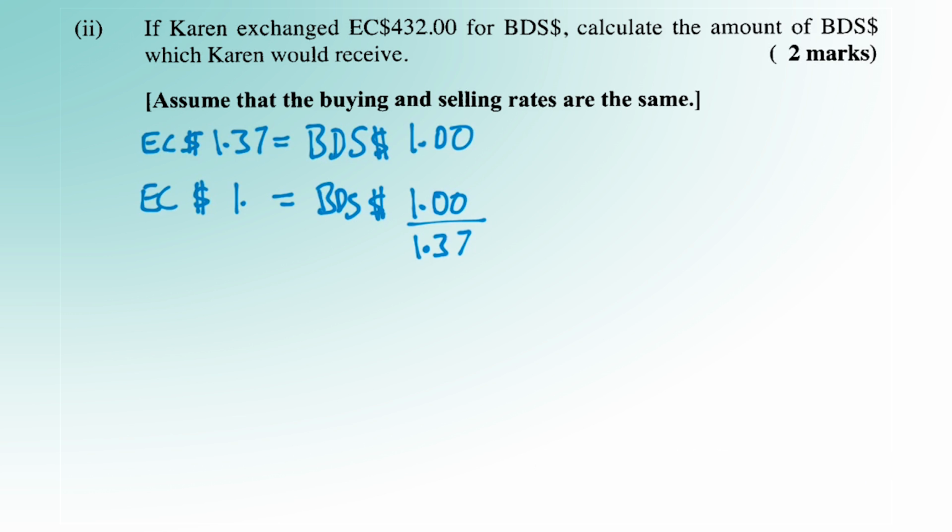We do the same thing again. We put 1, we put this, then we divide, because we want to get our EC amount. So we're going to come and write. What are you going to do now? Watch it. EC 432.